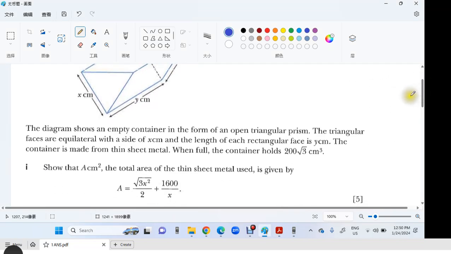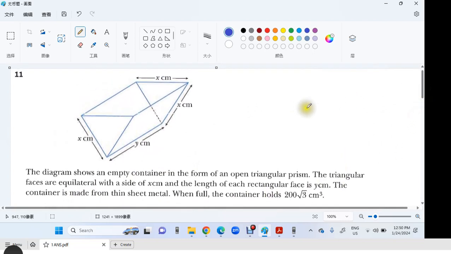Okay, so we need to show the total surface area is this. It is the open triangular prism. Open triangular prism means over here you can pour water inside. So this part is open. We have nothing here.